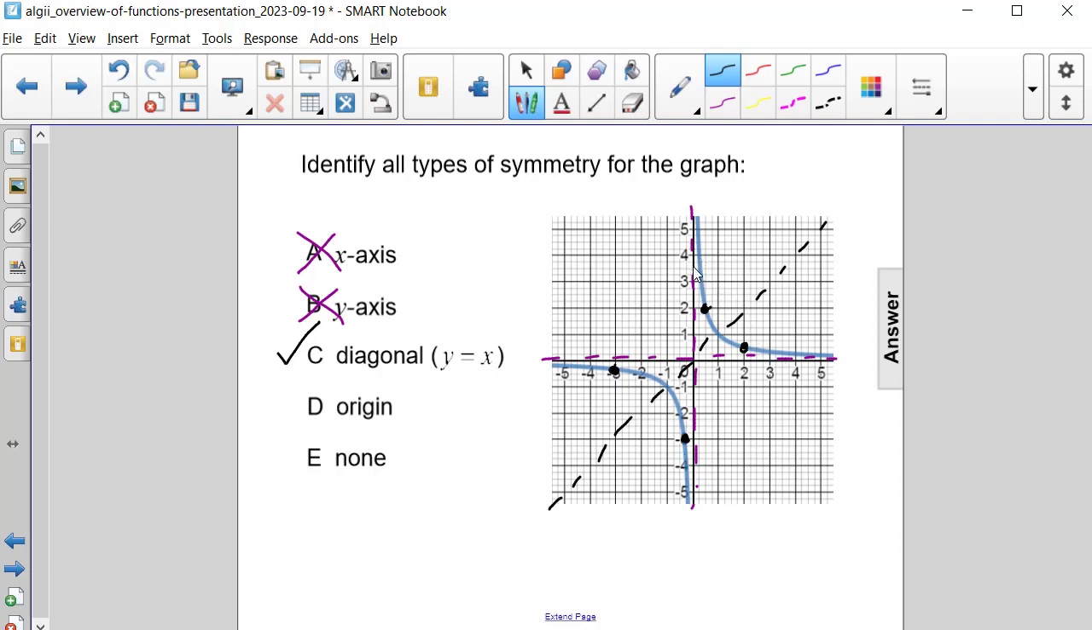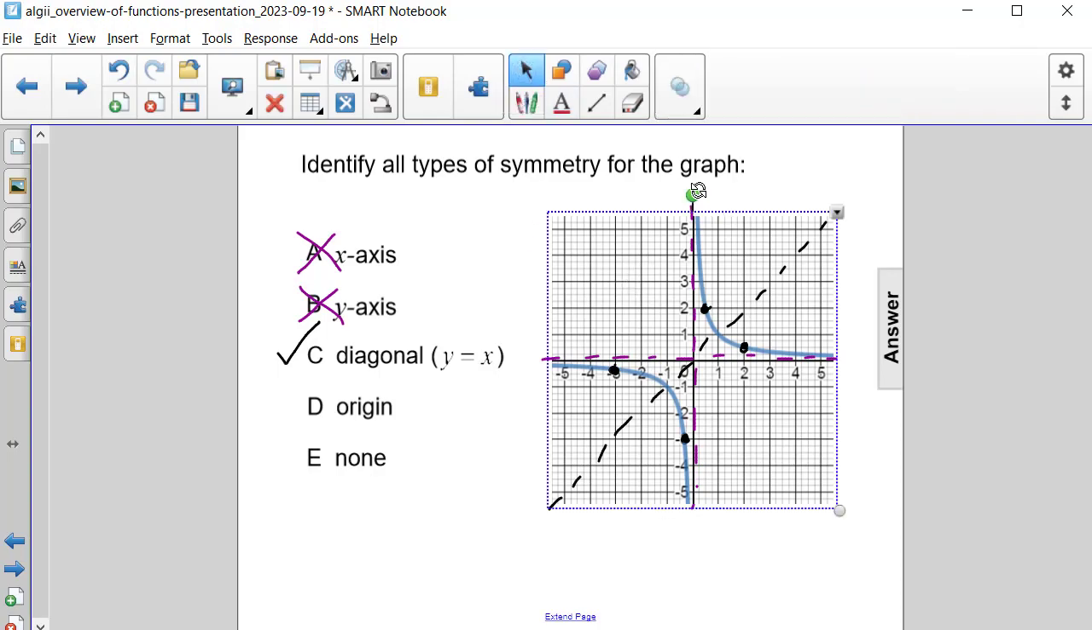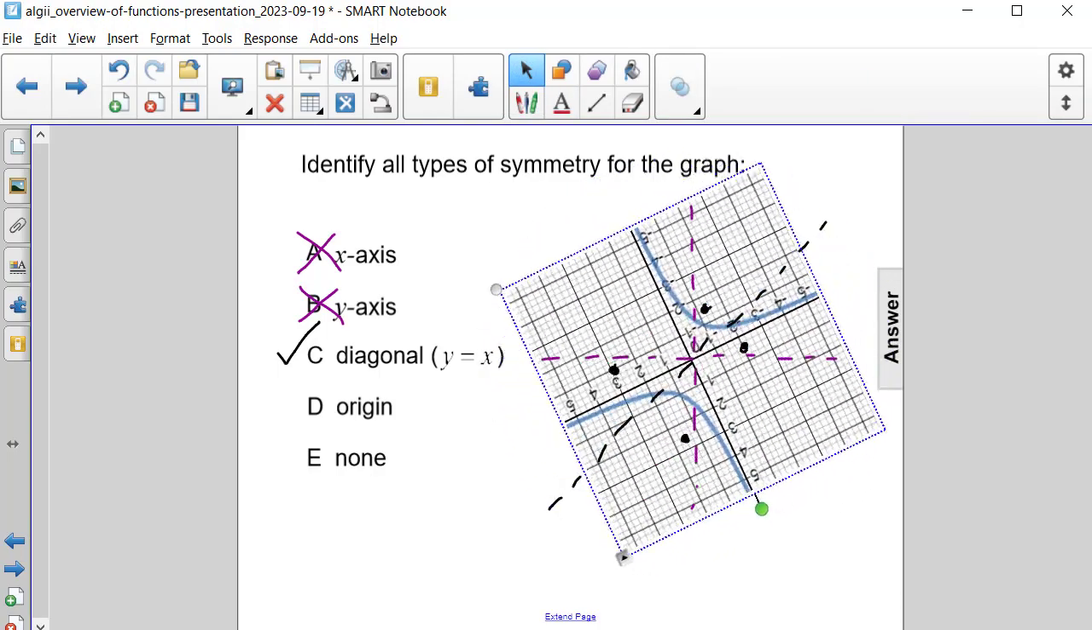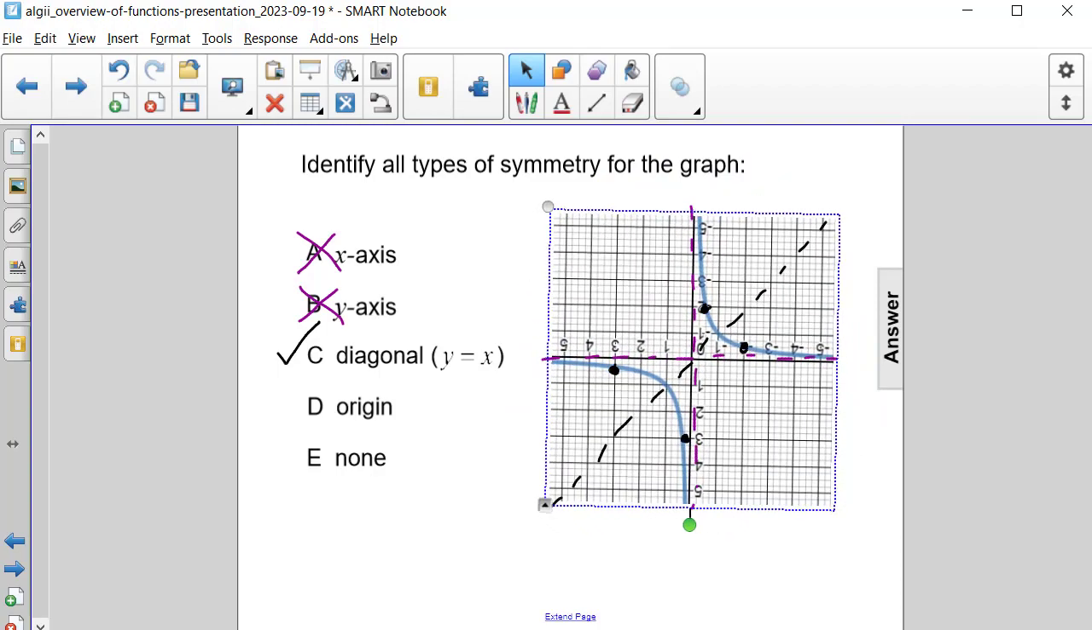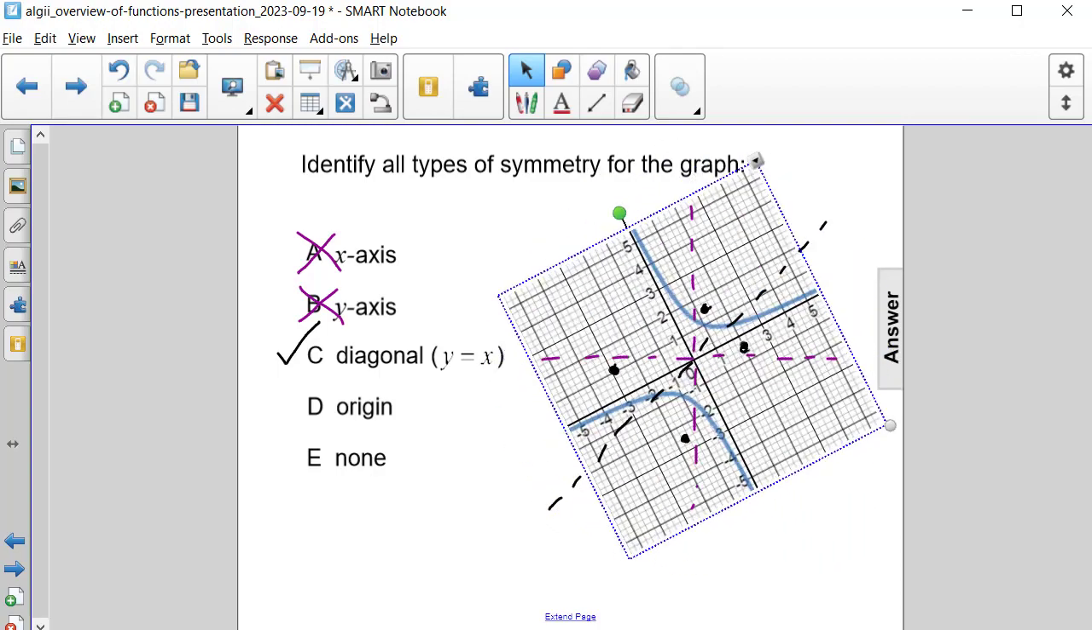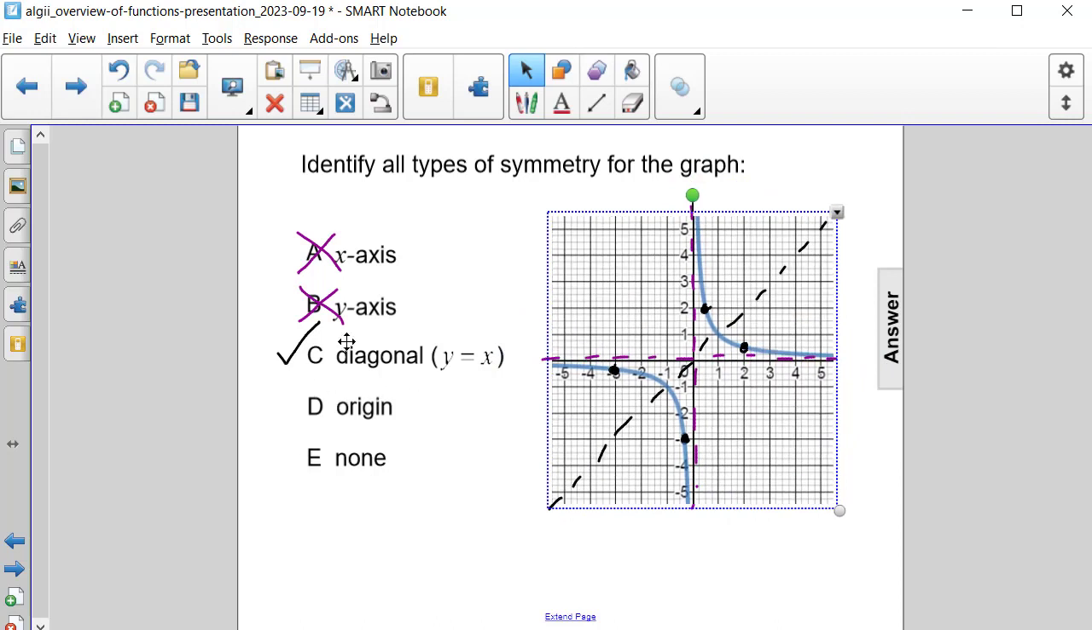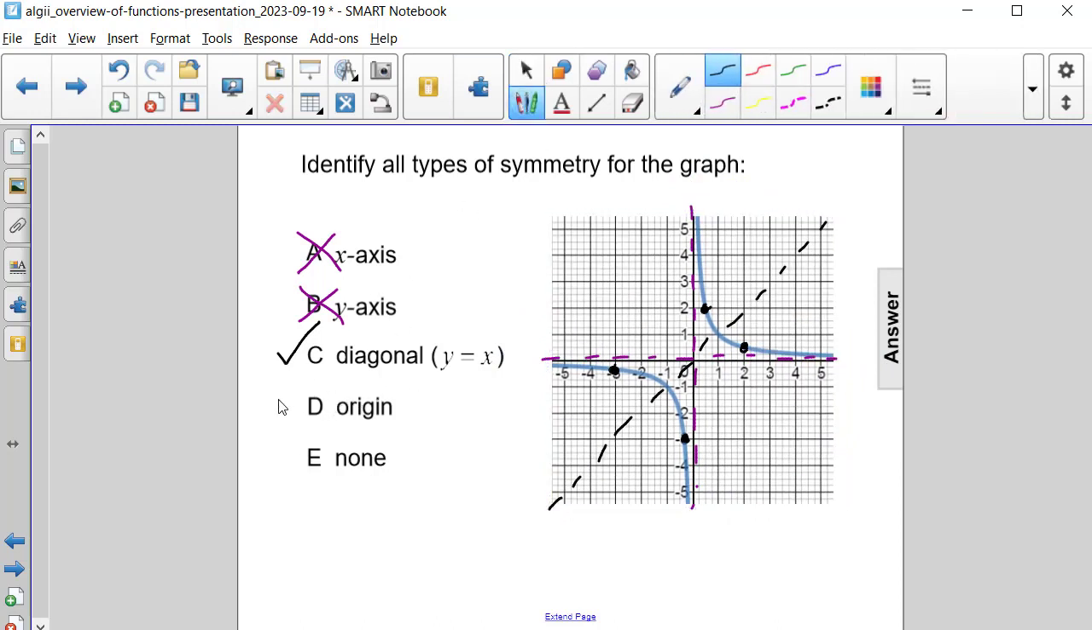If you were to actually take this function and rotate it 180 degrees, you would end up getting the same exact graph. And I'll try to show it. If we do a 180 degree turn, it looks identical. So when it is symmetric about the origin, it has rotational symmetry.